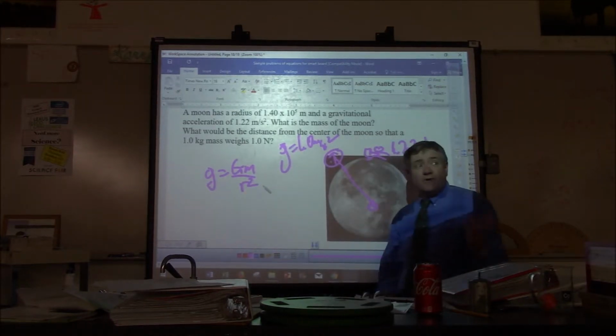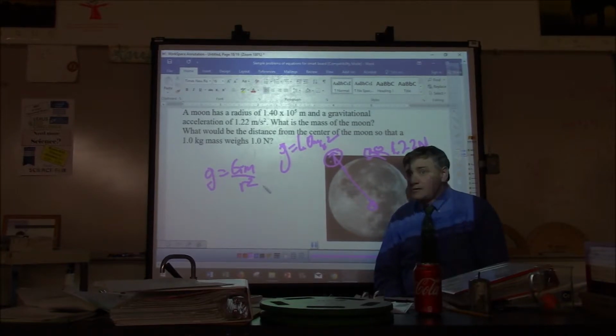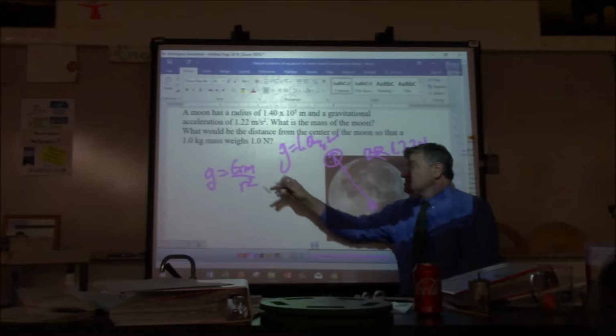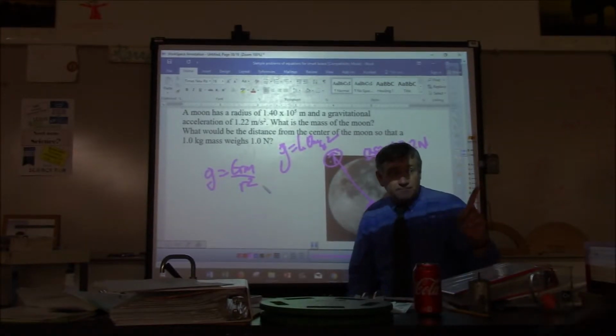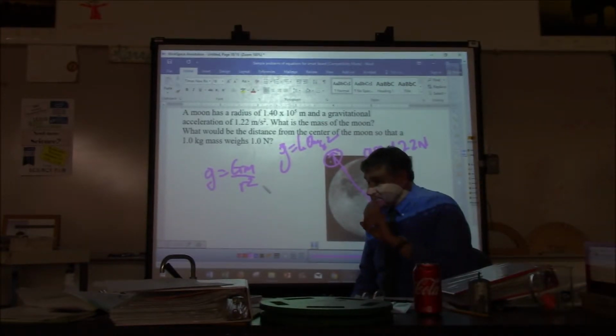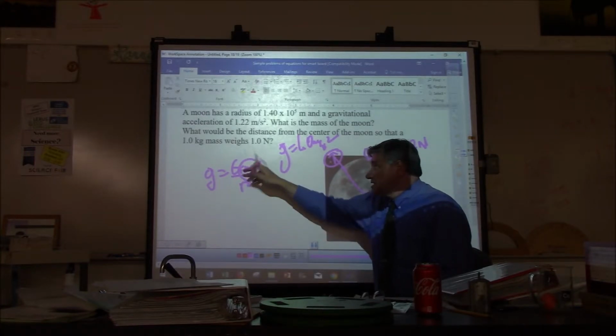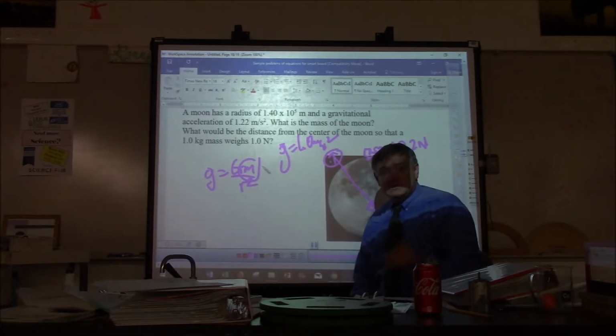So I got little g equaling big G mass over r squared. Now at this point, what do I know? g is equal to 1. And then you know your gravitational constant and the mass of the moon. Now here's where you're going to screw this up. Is this going to be the mass of the moon, or is it going to be 1 kilogram? Mass of the moon. Yes.